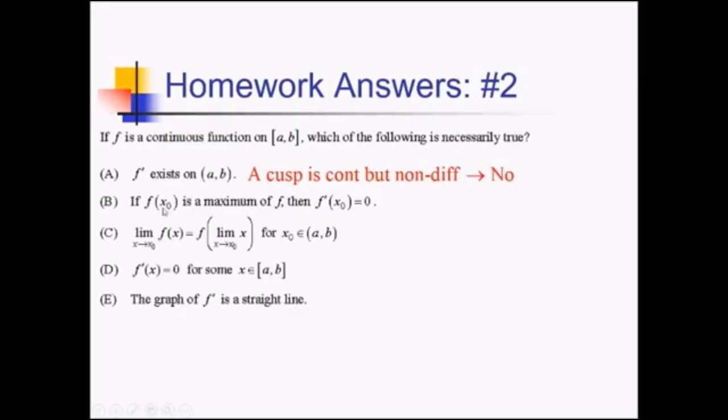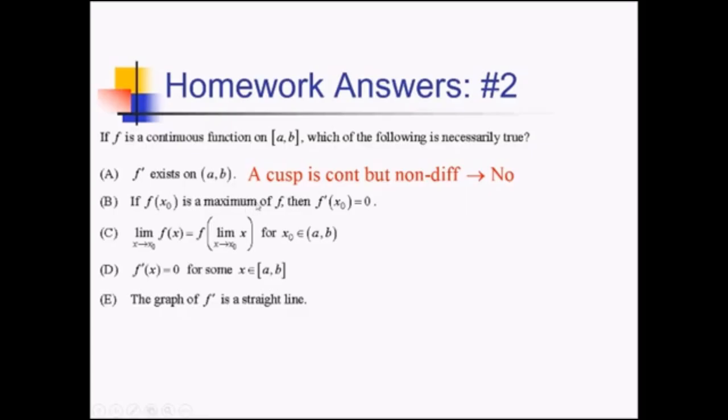All right, next one: f of x0 is a maximum of f means that f prime of that x value gives us 0. So we're basically saying that if we have a max, then that max happens at a critical value, or a value where the derivative is 0.